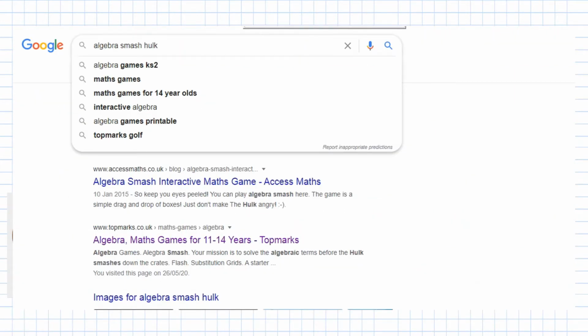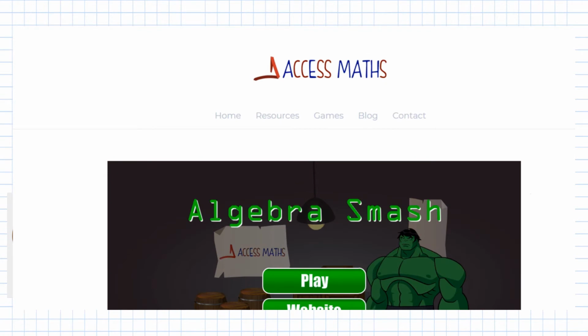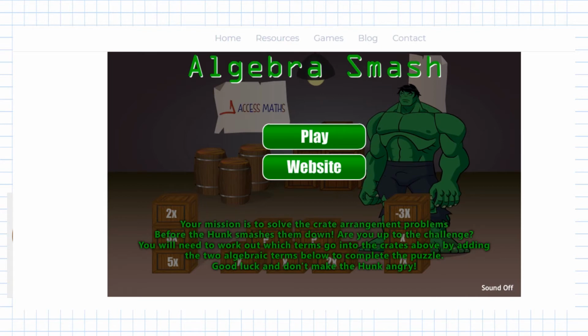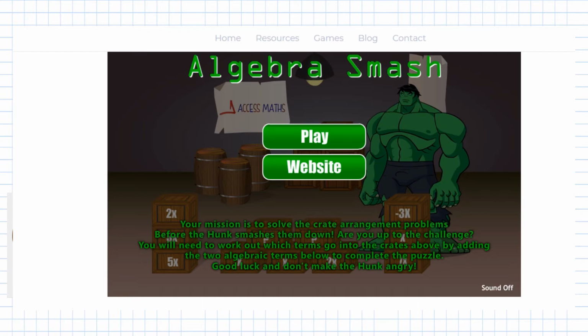So for this game, you want to go to Google and type in Algebra Smash Hulk. Sounds like a funny game, and it's the first link up the top here. You might need to click to enable Flash. Okay, Algebra Smash. Your mission is to solve the crate arrangement problems before the Hulk smashes them down. Are you up to the challenge? You will need to work out which terms go into the crates above by adding the 2 algebraic terms below to complete the puzzle. Good luck, and don't make the Hulk angry.